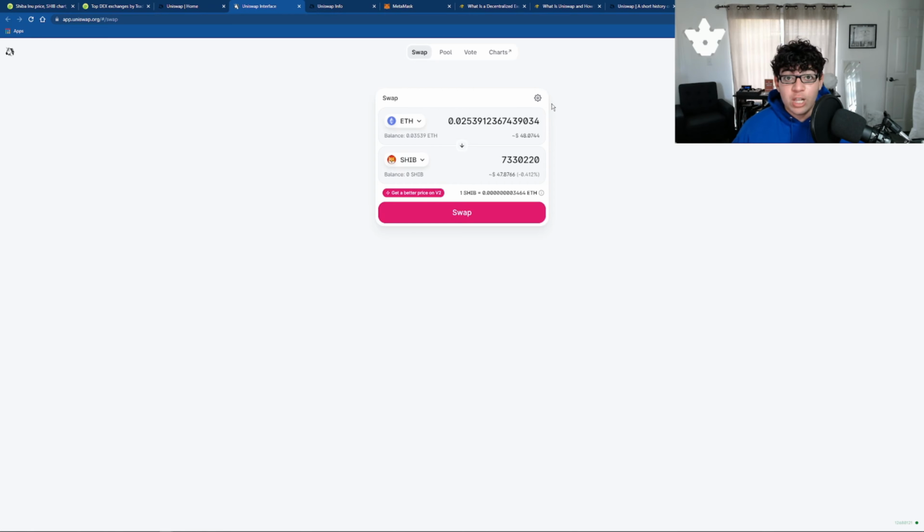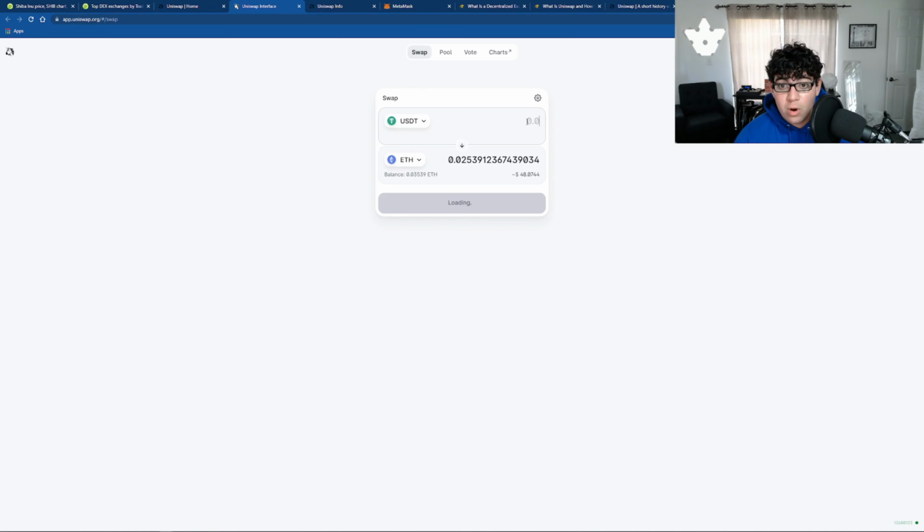Okay, guys, it loaded. As you can see here, 0.02539 ETH is worth about 7,330,220 Shiba Inu tokens. I am not going to be spending $50 on SHIB like that because that's just ludicrous in my opinion. I'm going to be spending about 20 bucks. So what I'm going to do is, I don't want to do the math real quick, so I'm just going to convert ETH to Tether. I just want about 20 bucks worth of Tether.